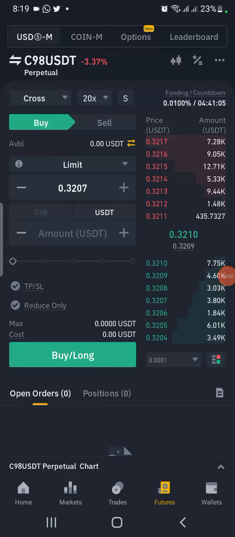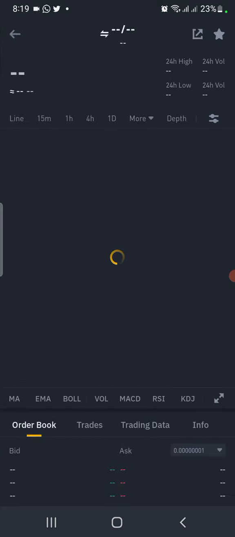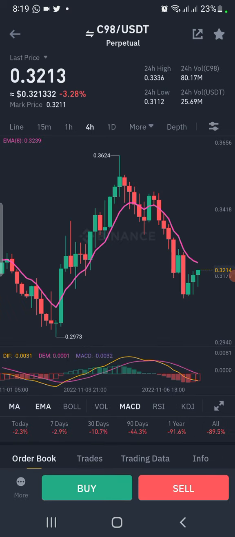Okay, guys, let's continue. This is my Binance futures interface. So I'll go to the chart. You guys know how to go to that. Any chart. I'll go to the chart, and as you can see, this is the 4 hour time frame.